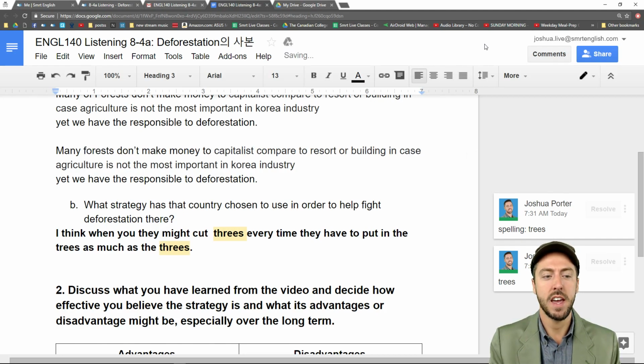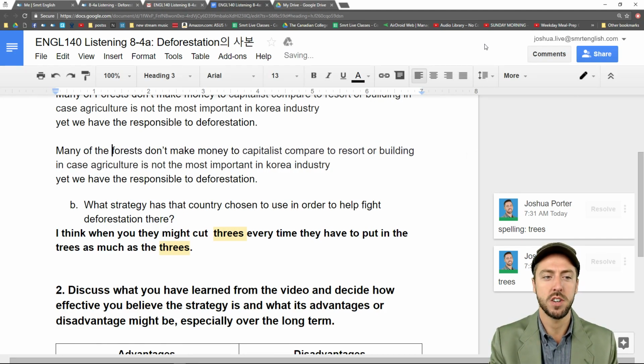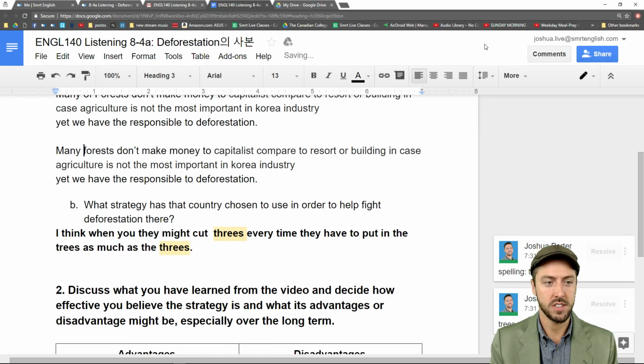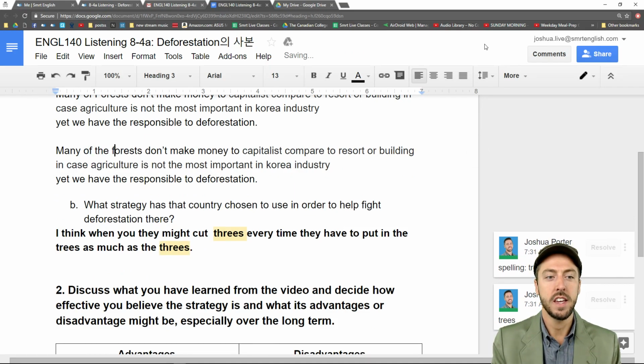So we don't capitalize general things. Many, and with of, we use of with the determiner the. If we do not have the, we don't need of. So we have two options here. We can change it to many of the forests, or simply delete both words and say many forests. If we're being specific, if we're talking about in the country of Korea, we could say many of the forests in Korea.